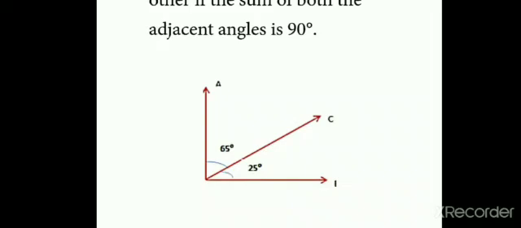That is, one angle, AOC, is 65 degrees, and another angle, COB, is 25 degrees. Now if we add 65 degrees plus 25 degrees, we will get 90 degrees. So if the total sum is 90 degrees, then that is a complementary angle.